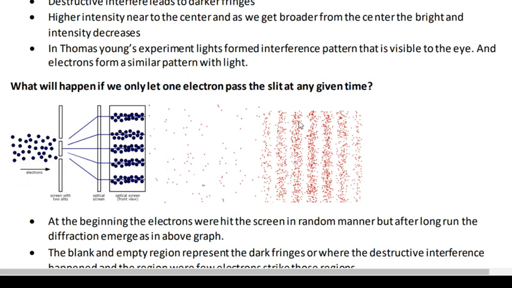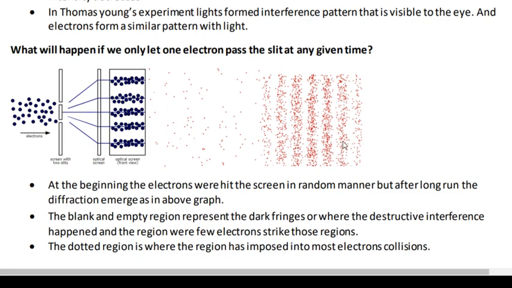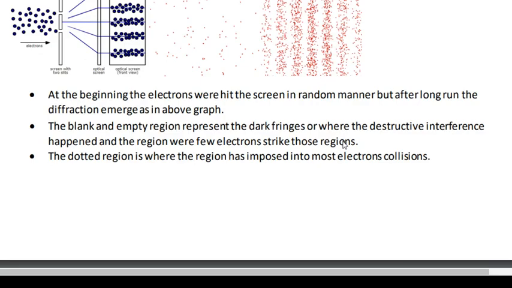The empty region represents the dark fringes, where destructive interference happened, and few electrons strike those regions. In this blank, empty, dark region, few electrons collided. So the electron density is the least here, and it is almost zero in some regions. But the dotted region is where a more intense number of electrons were projected, with the most electron collisions, the most intensity and higher brightness.